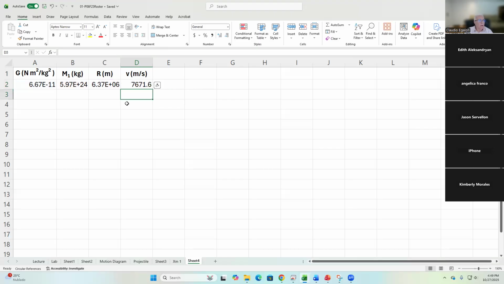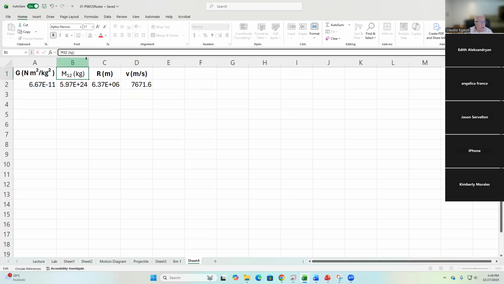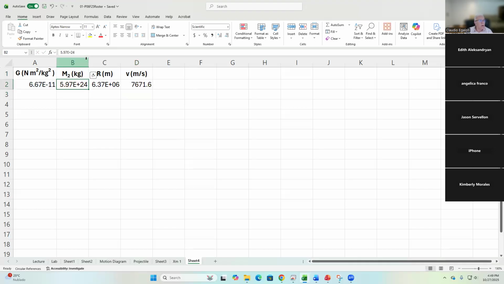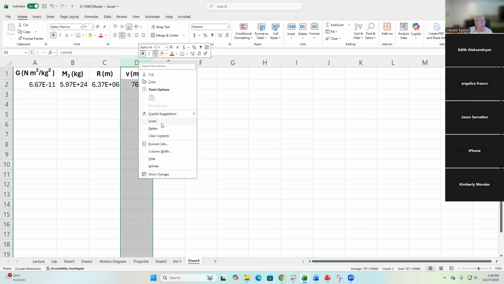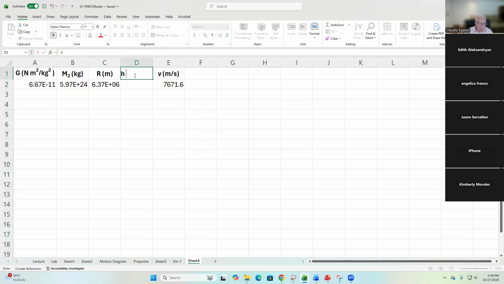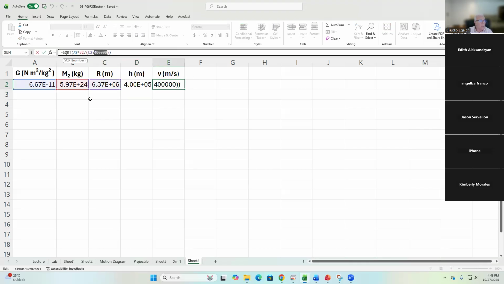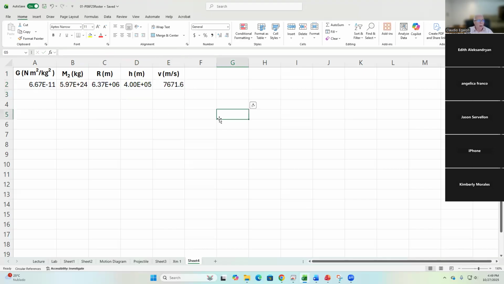Close. Yeah, I got it. And by the way, here's not M1, here's M2, right? I call the Earth the second object. And by the way, let me put the height here as well. The height is in meters. 1 more minute to go. I put 400,000 meters, which is 400 kilometers, right? And here you go. We got it. And we can keep on playing with those numbers to find out the orbital velocity of the satellite.